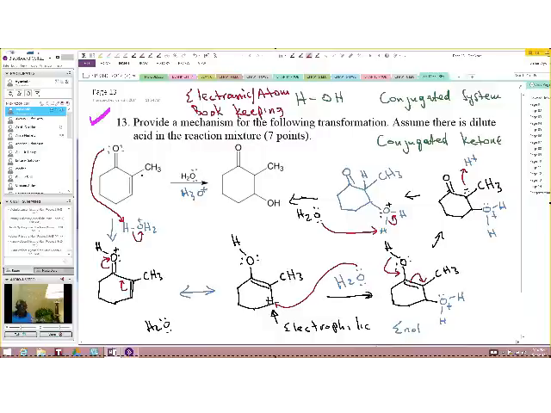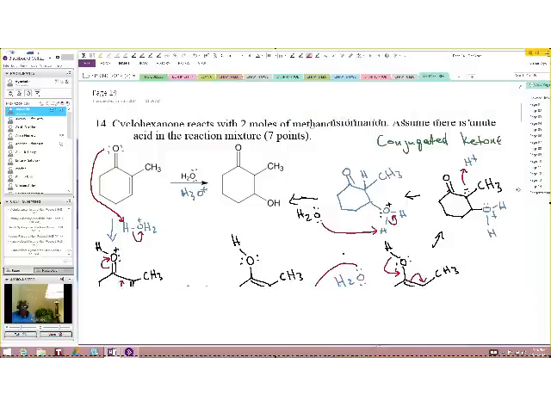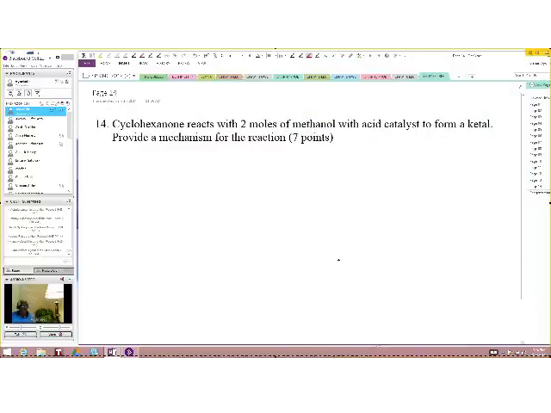Before we leave, I do want us to do number 14. Okay, we did this in class already. Number 14, I think we did this in class already. But I do want, okay, Mashake, can you go ahead and read this first? Cyclohexanone reacts with 2 moles of methanol with acid catalyst to form a ketal. Provide the mechanism for the reaction. Okay, very good, and thank you.